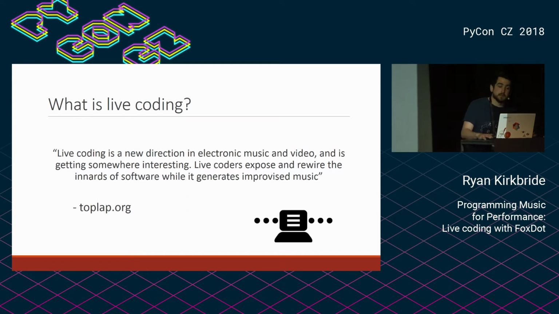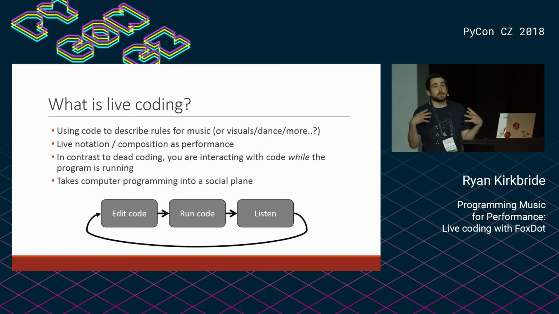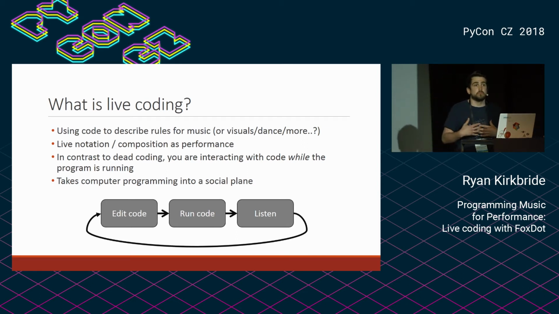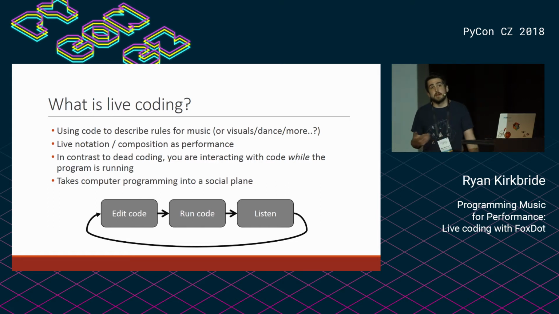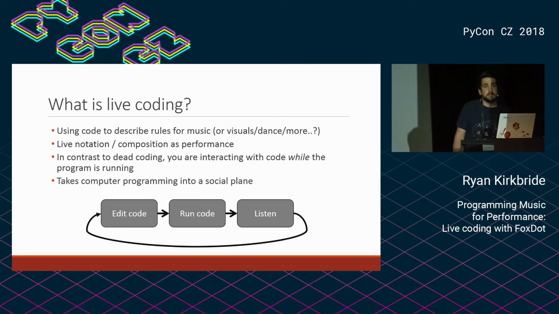So what does that mean, really? Well, it's using code to describe rules for generating music. It can also be used to generate visuals, or even as choreography for dancers, or other things we've not even thought of yet, but today I'll just talk about music. I like to think of it as sort of like a live notation for music, kind of like composition, but as a performance. Usually composers will work on a piece weeks, months before it's actually performed. You're actually composing it while it's being performed.